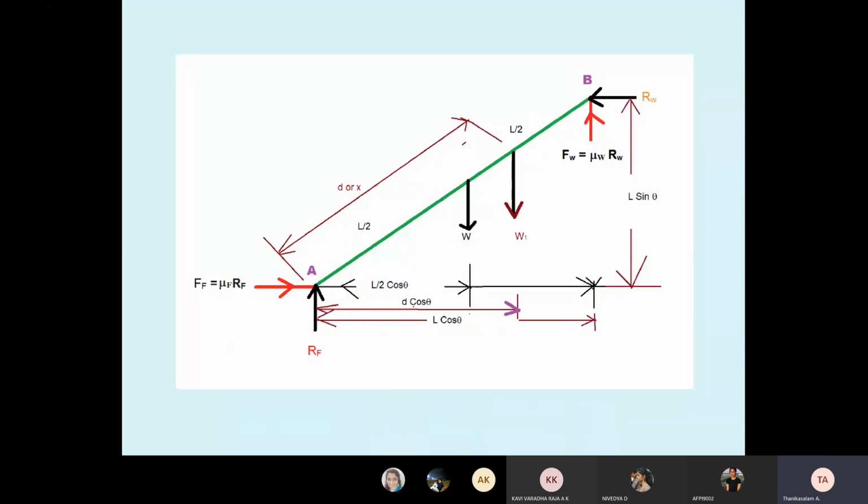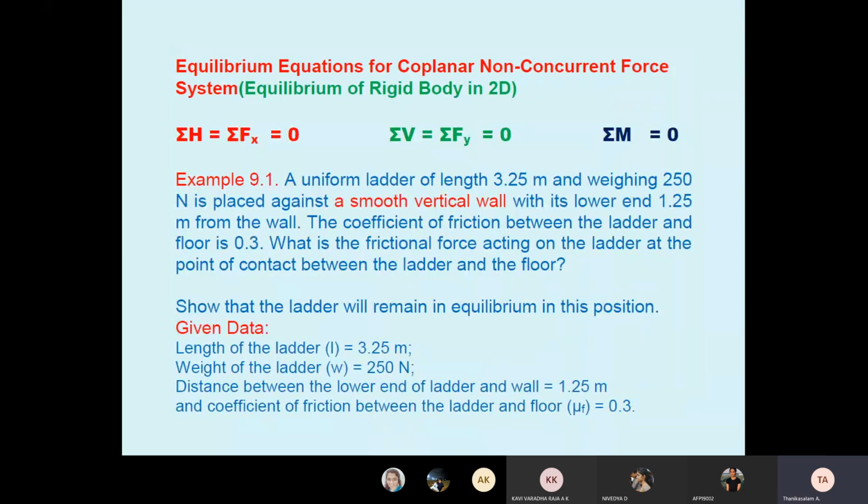Therefore, what are the equilibrium equations? Summation of H equal to 0, summation of V equal to 0, summation of moment equal to 0. In the block sums we used only summation of H and summation of V equal to 0. Here we also need moment, because the forces are non-concurrent. So you have to use these three equations to find the unknown values.